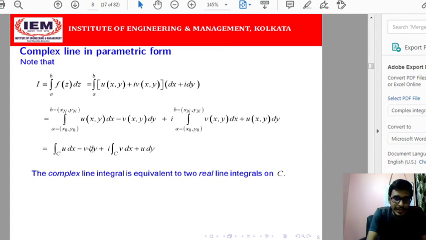So it is the integral of u dx minus v dy over the curve C, plus i into the integral of v dx plus u dy over the curve C. If I combine both, we'll get the value of the integration. So whenever we are considering the complex line integration, we can consider it as two real line integrations. This is a real line integration and this is a real line integration. If we combine them, we get the value of the complex line integration.